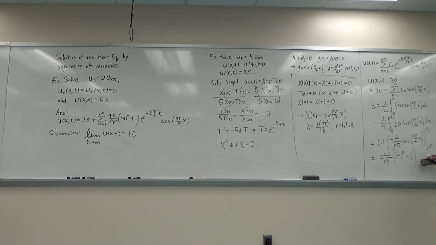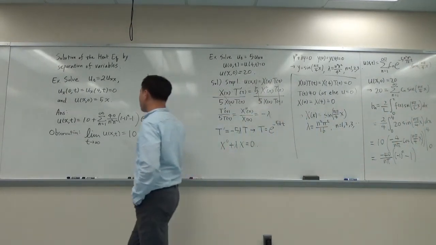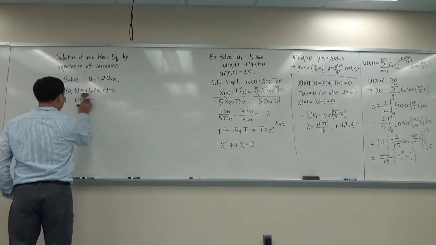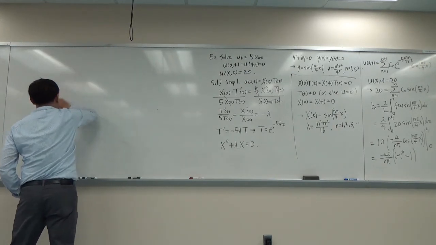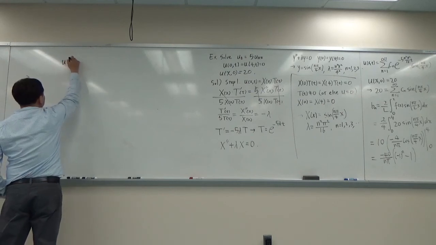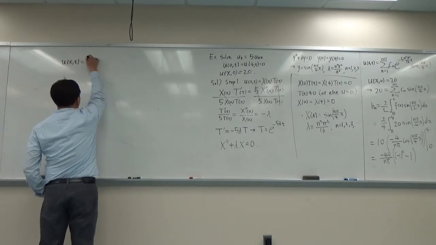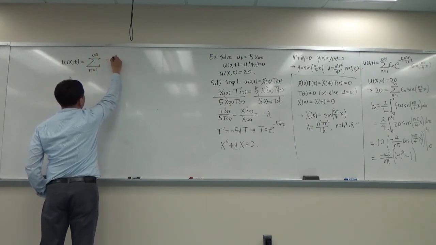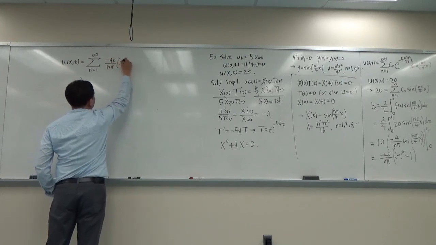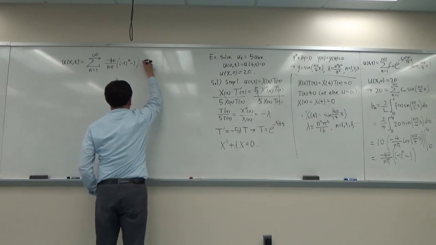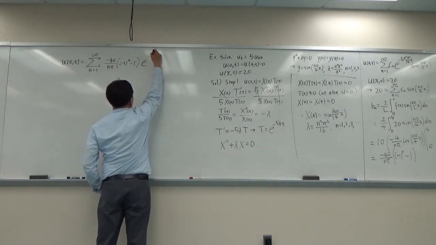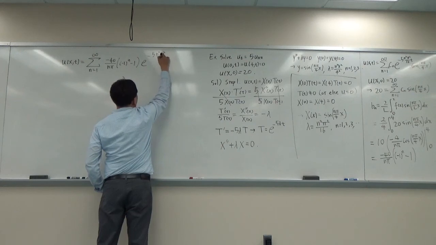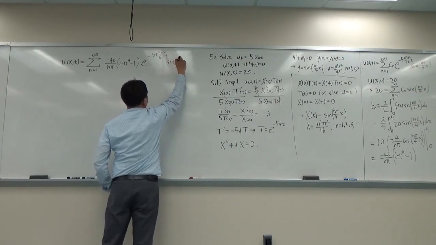And therefore, after comparing the Fourier sine series with this, you see that Cn should be exactly this one. So what's the final answer? The final answer would be that u(x,t) is equal to the summation from n equals 1 through infinity of negative 40 over n pi, times negative 1 to the nth power minus 1, and e to the negative 5 times n squared pi squared over 16 t, sine n pi over 4 x.